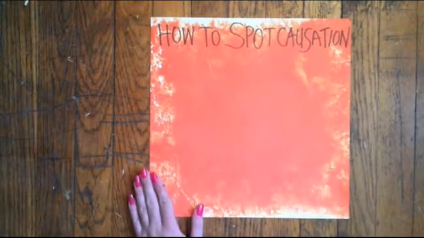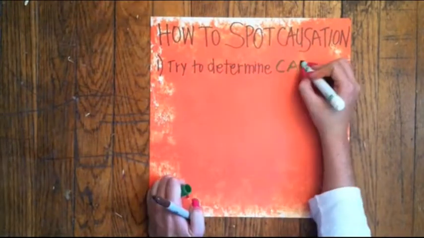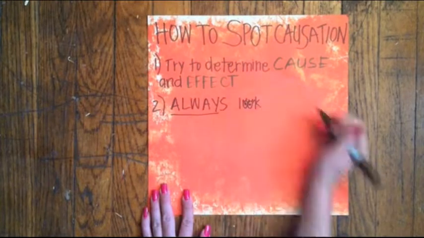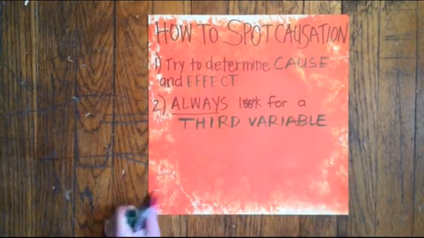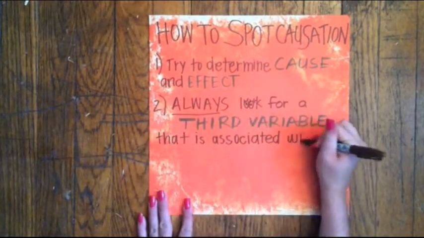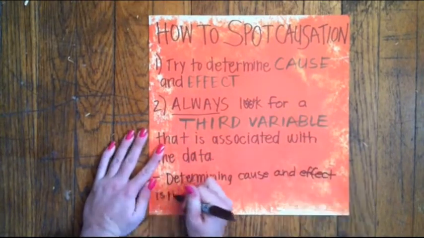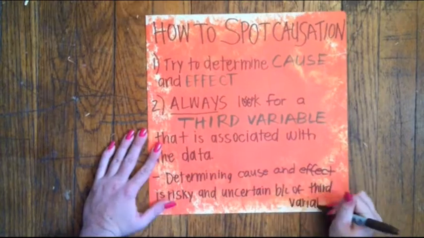So how do you spot causation? First, you need to try to determine cause and effect. And secondly, you always need to look out for a third variable that could be associated with the data. Determining cause and effect is very risky and uncertain because these third variables can have quite a large impact.